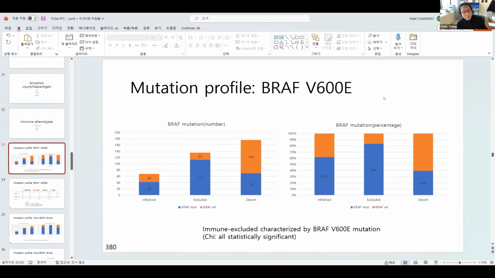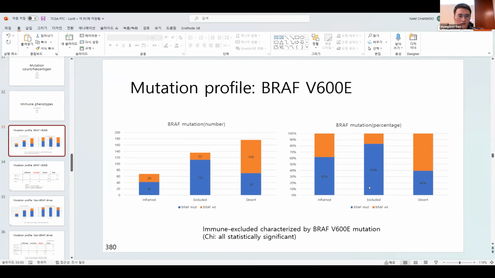So in regards to BRAF mutation, this is just the absolute number of BRAF mutated samples versus wild type based on the phenotypes. If you see the right one, the percentage, excluded has 83% with BRAF mutation, inflamed 62, desert 40. When I did a chi-square, it was significant, and the post hoc analysis also showed that all three pairs were different in BRAF, what do you call, BRAF expression? I mean mutation. So I characterized the excluded samples as BRAF mutated samples.